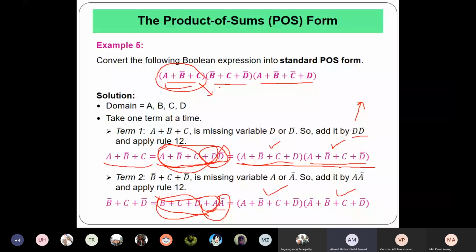Nampak tak? Nampak, sir. Nanti dia jadi D plus D D bar. Jadi macam ni lah. Because after that, you use rule 12. Okay? Okay, sir.